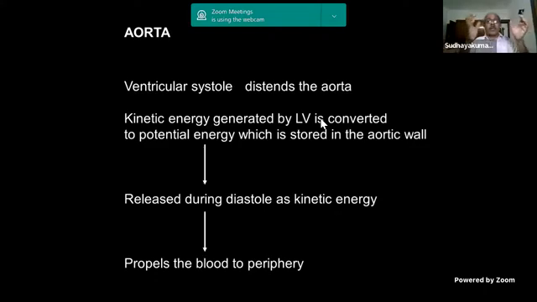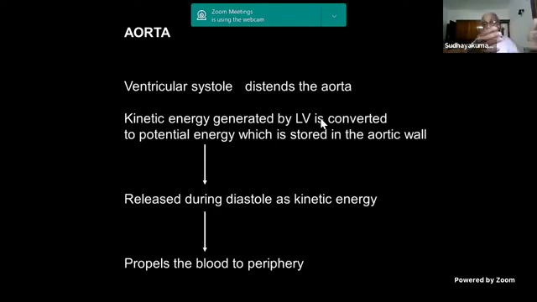Now here, ventricular systole distends the aorta, and that produces the kinetic energy which is stored in the aortic wall. And once the systole is over, the distension is over, the energy which has been stored will be released during diastole as kinetic energy, which propels the blood to the periphery. That is one of the main mechanisms by which it flows. But when it flows, there should not be any resistance to flow. And that is the simple answer.